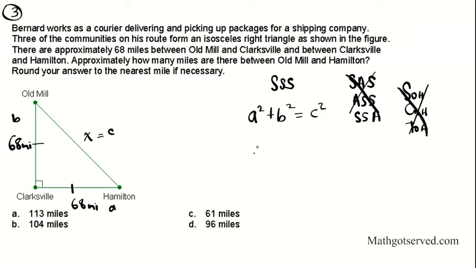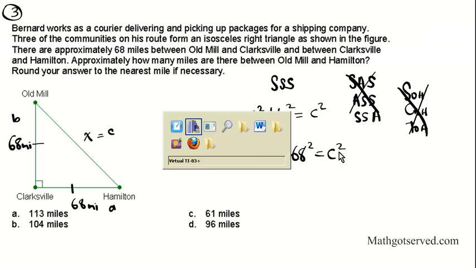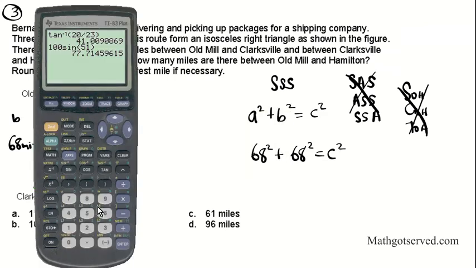So a is 68, so 68 squared plus b, which is also 68, squared equals c squared. All right, so let's calculate what those two squares are. We can just simply go 68 squared. See this button right here for the square, like that. 68 squared plus 68 squared equals 9,242. So let's write that down.